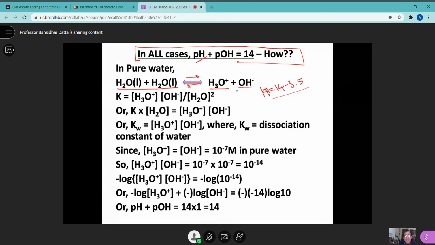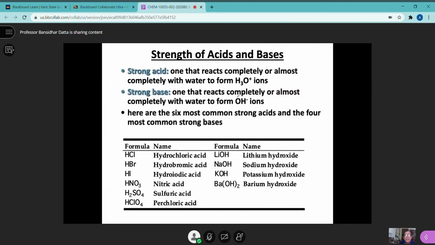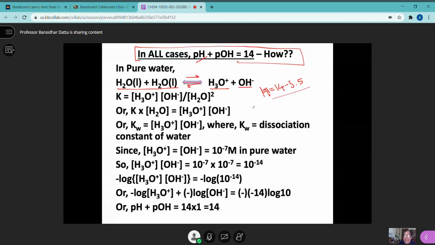So water could be an amphiprotic compound. Who can tell me why it is an amphiprotic compound? Water is an amphiprotic compound or molecule. Why? Amphi means dual, just like amphibians, frogs that live on land and water. Water has dual properties. It could be an acid, or it could be a base. So that's why it's an amphiprotic molecule.